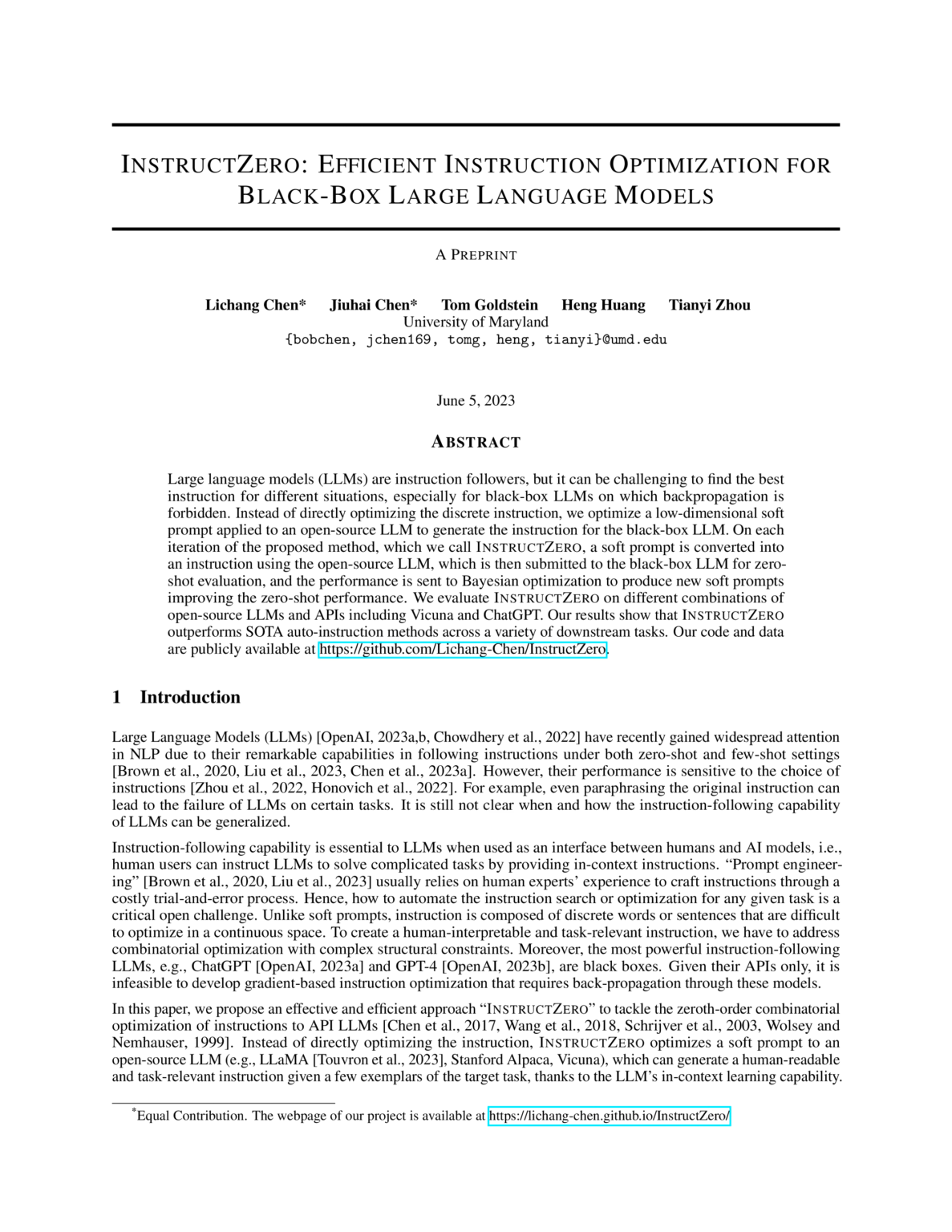How does it do that? Well, instead of straight-up optimizing the instruction, InstructZero enhances a soft prompt to an open-source LLM, for example, Llama, Stanford Alpaca, Vicuña. This enhancement allows the LLM to generate an easily understandable and task-specific instruction, given a few examples of the target task. This is all thanks to the LLM's in-context learning capability. The generated instruction is then assessed on the target task by the black box LLM, and its performance guides the soft prompt's optimization to generate even better instructions.